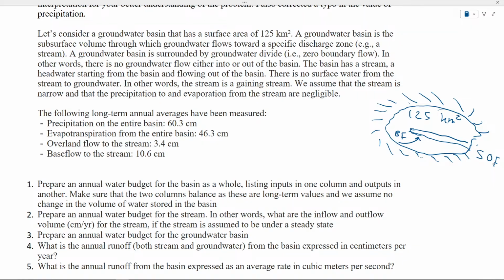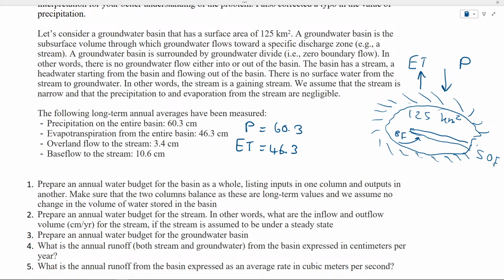Precipitation in the entire basin, so P is equal to 60.3. Evapotranspiration from the entire basin, ET, is 46.3. So here, what is your input? Your input is P, you have precipitation. Your output is ET, you have evapotranspiration.